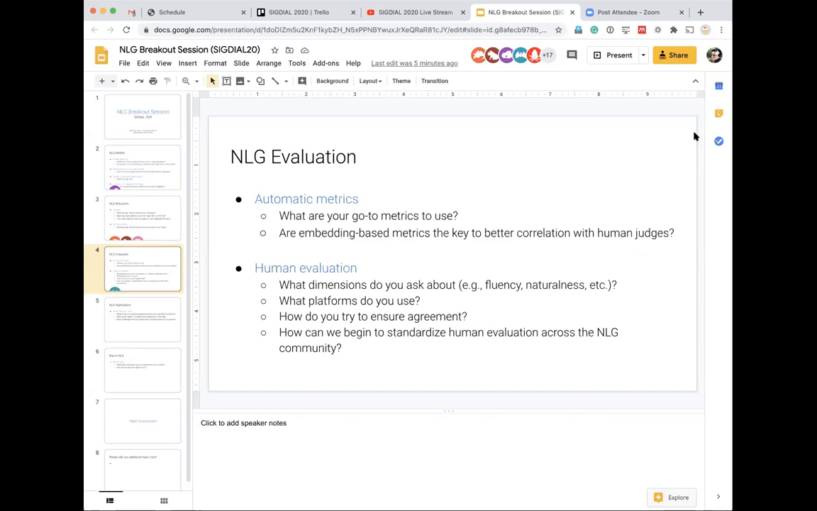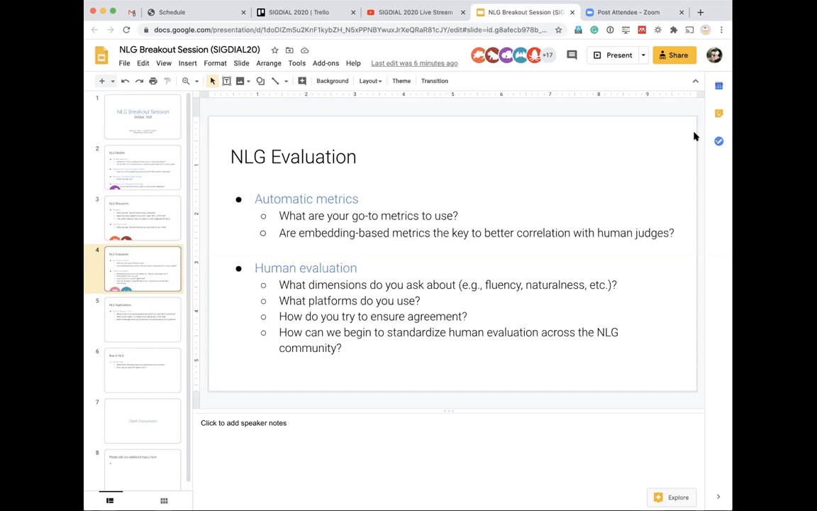And right now, to get a paper accepted, you have to do a human evaluation. I think that's now a standard thing for NLG, which is great. But there's always this question of what kinds of questions should I ask? How many annotators should I use? How do I ensure agreement?